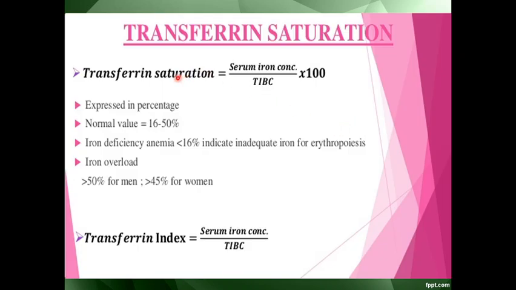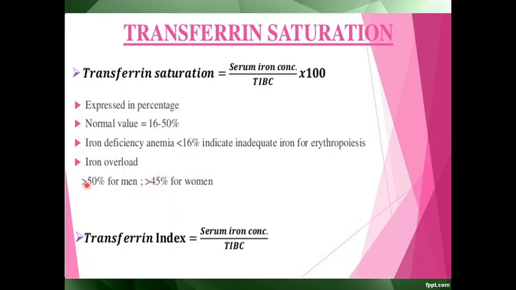How can you calculate the transferrin saturation? Transferrin saturation is serum iron concentration divided by the total iron binding capacity, multiplied by 100. It is expressed as a percentage and the normal value is 16 to 50%. In iron deficiency anemia, it is less than 16%, and this indicates inadequate iron for erythropoiesis.